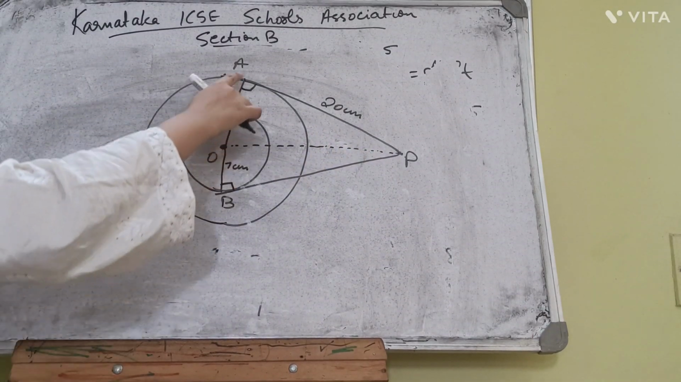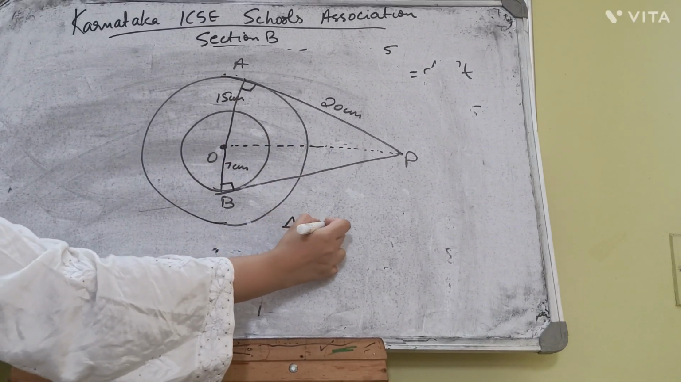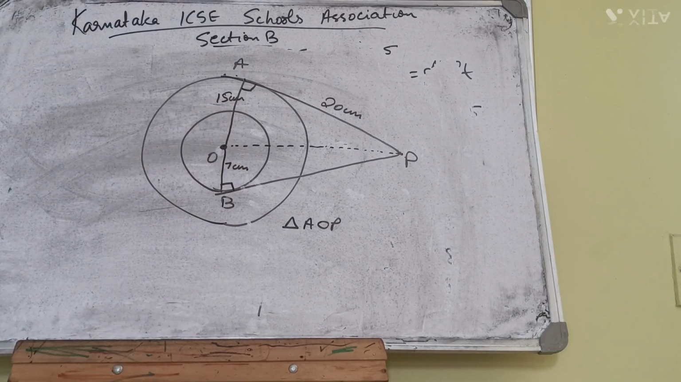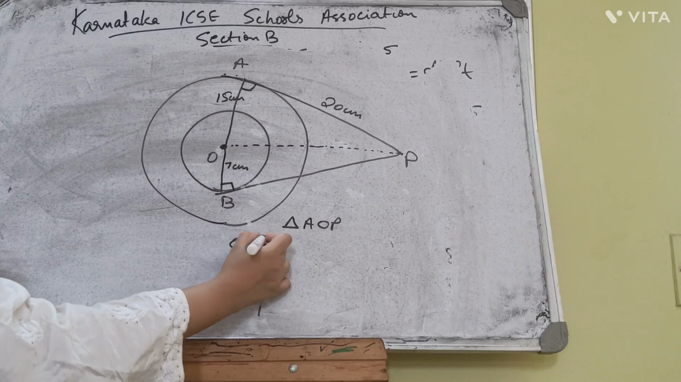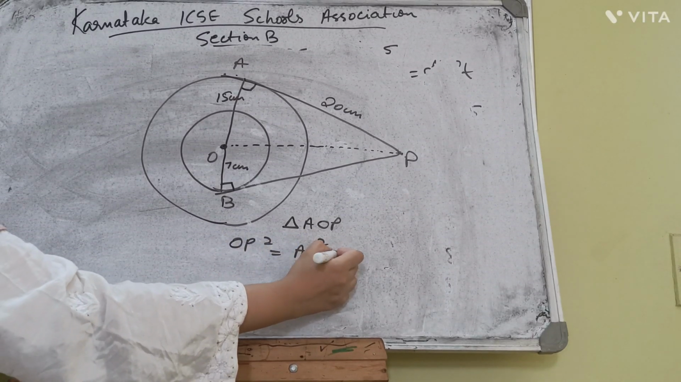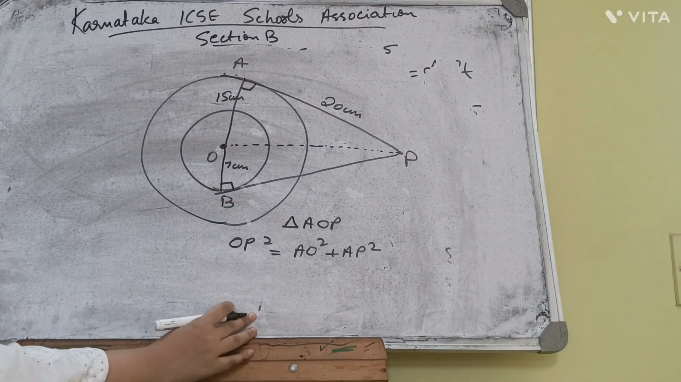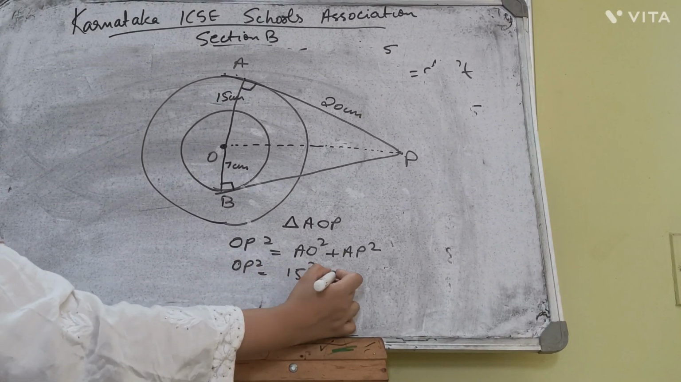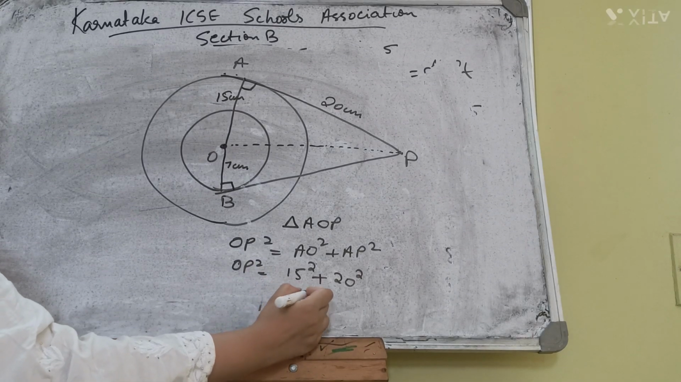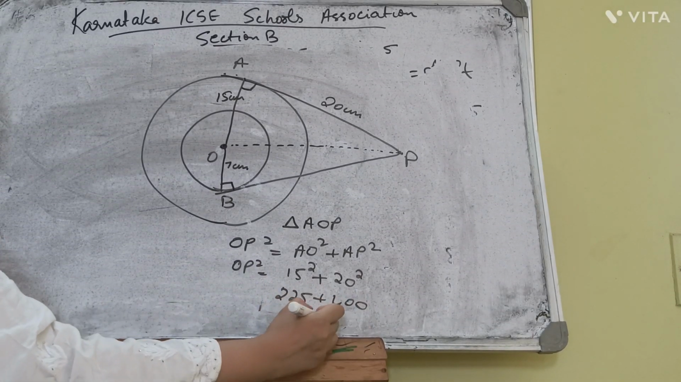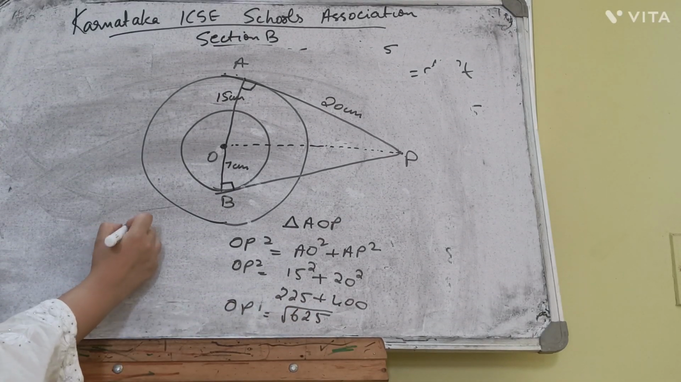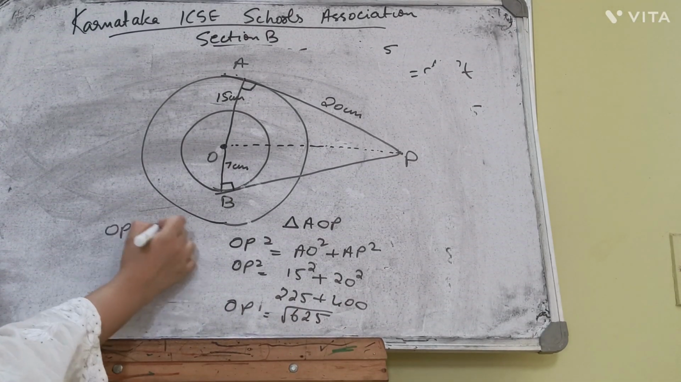We will join OP and consider triangle AOP. So triangle AOP, when you see, it's a right angle triangle, so you can use Pythagoras to find OP. So OP will be the hypotenuse. OP square is equal to AO square plus AP square. AO is 15 square plus 20 square. 225 plus 400 is 625. Then root of 625 is 25. Therefore, we get OP as 25 centimeter.